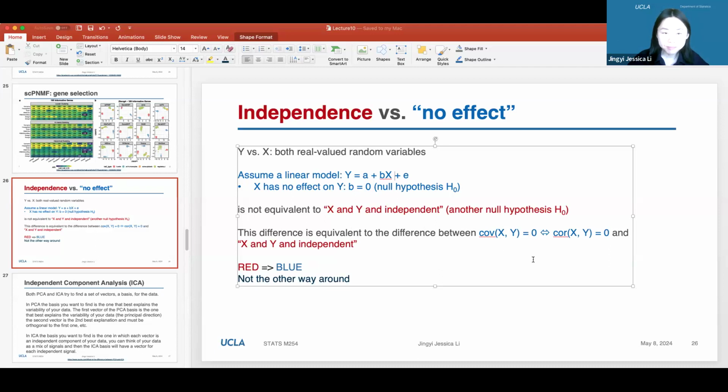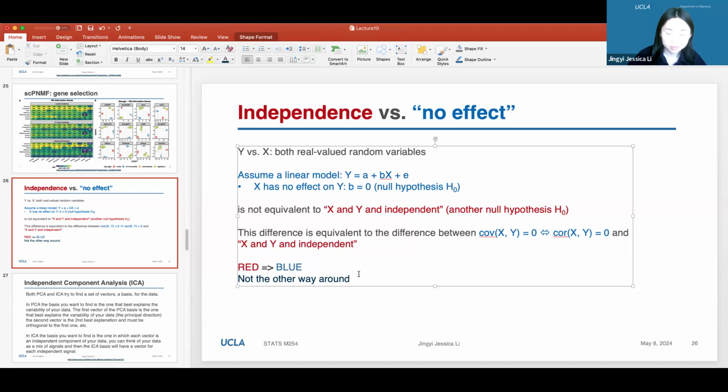I've seen many such misuses of independence in some biomedical research papers. People may only have no effect, but they are saying independent. So the take-home message I want to give to you is to be careful when you use the word independent and think about the original meaning, whether you really have independence in the probability sense, not just no effect. I hope this clarifies. But from red to blue, if you do have independence, you can say no effect. That's fine.